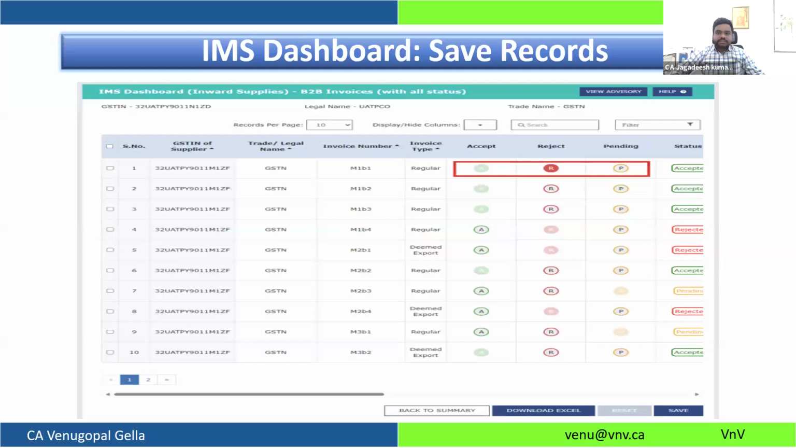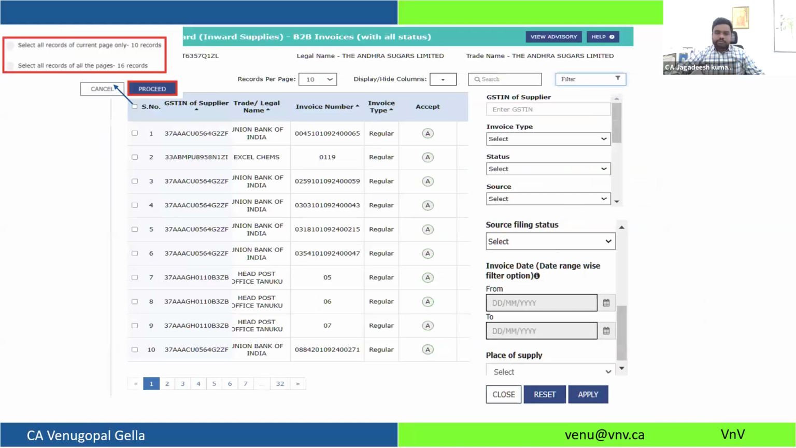After taking the action, you have to click on Save. Only then will all the records get saved. You can see the various filter criteria they have provided based on GSTIN. You can search based on invoice type, and based on status. You can filter based on source, whether from GSTR-1 or e-invoice. Based on source you can also select filing status.